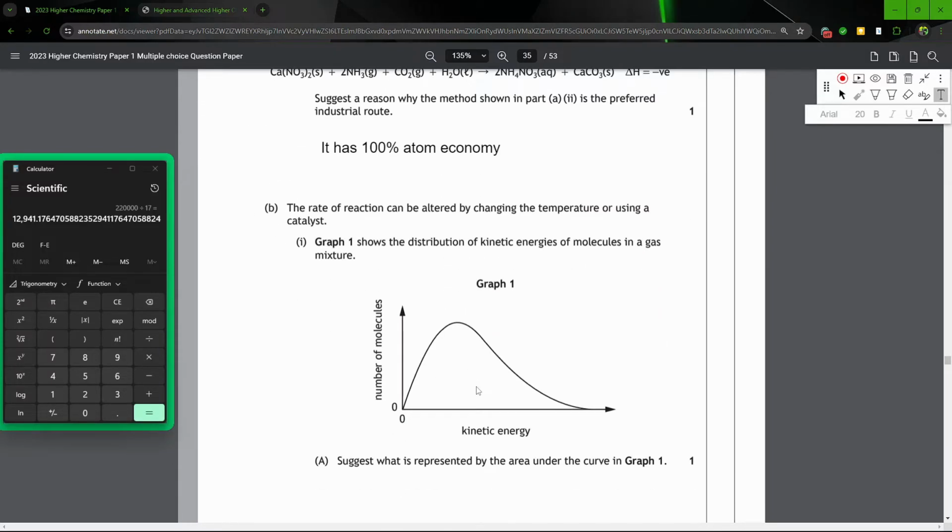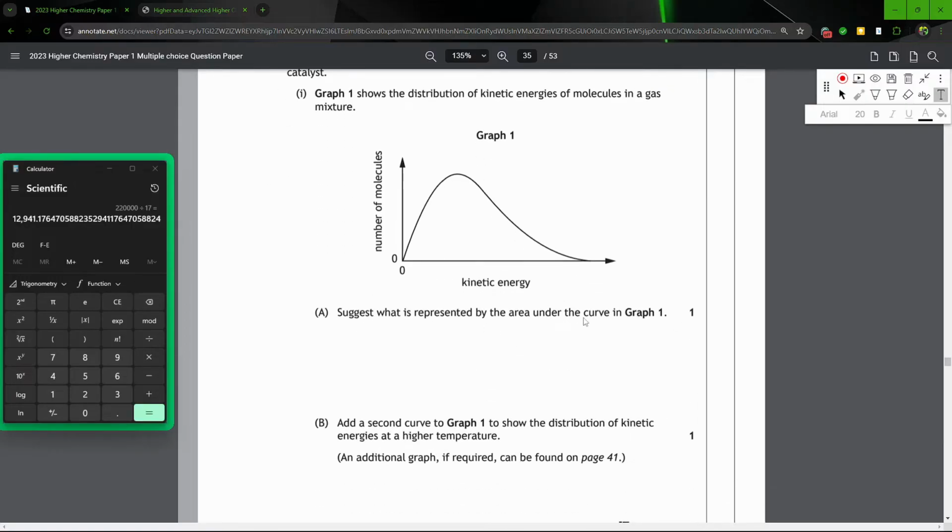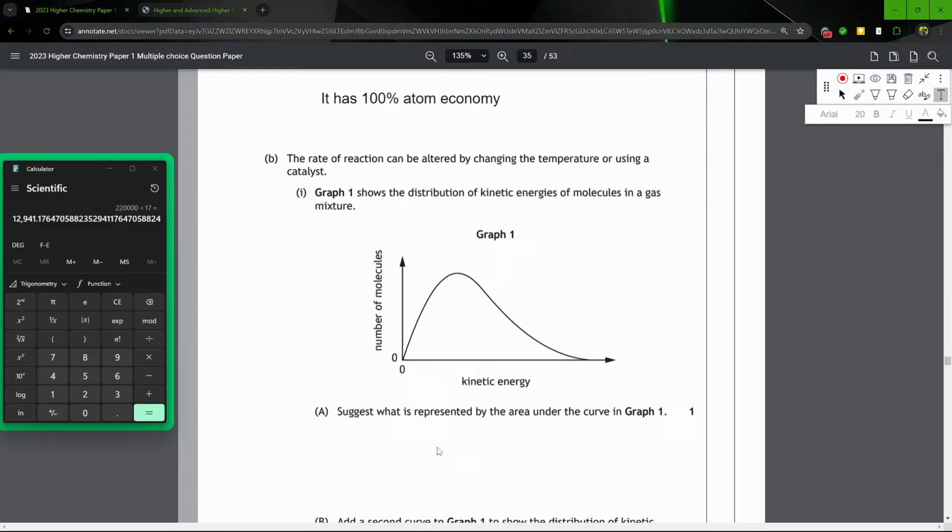The rate of reaction can be altered by changing the temperature or using a catalyst. Graph 1 shows the distribution of kinetic energies of molecules in a gas mixture. Suggest what is represented by the area under the curve in graph 1. That would just be the total number of particles in the system.